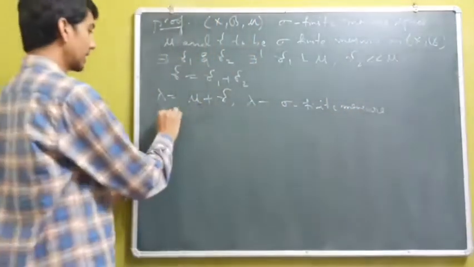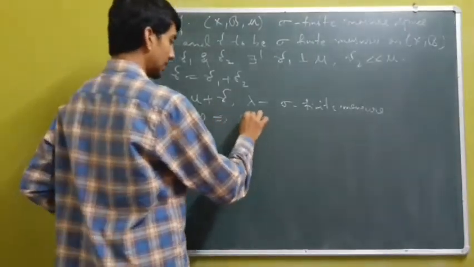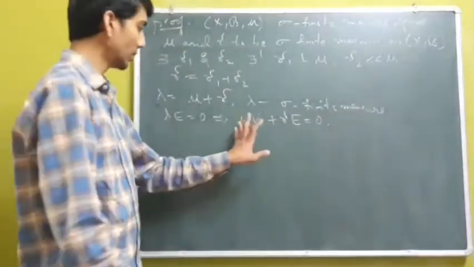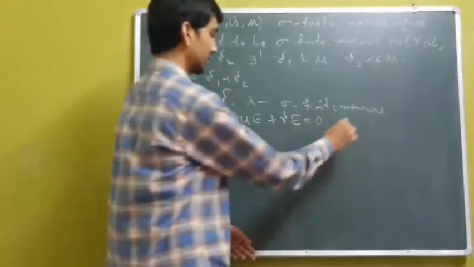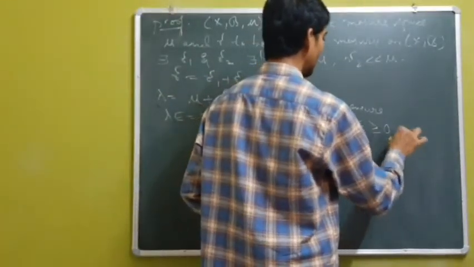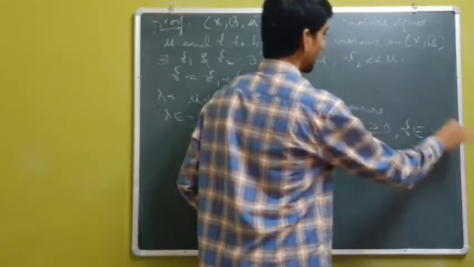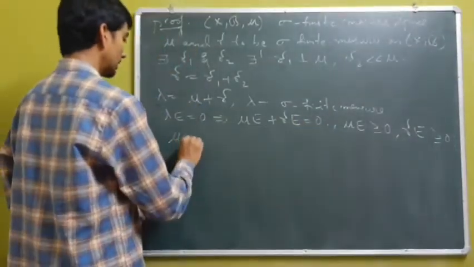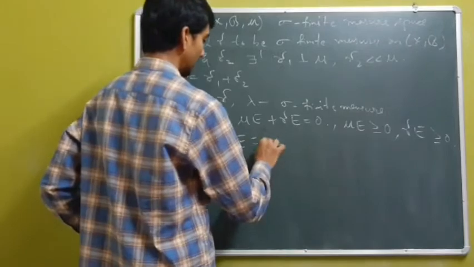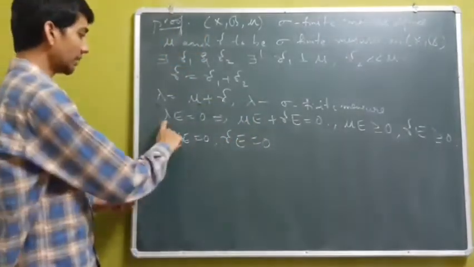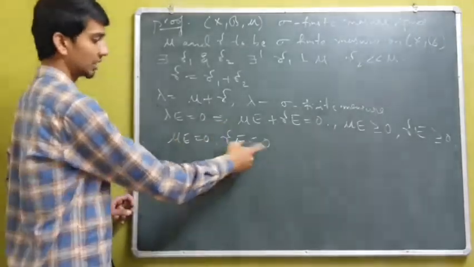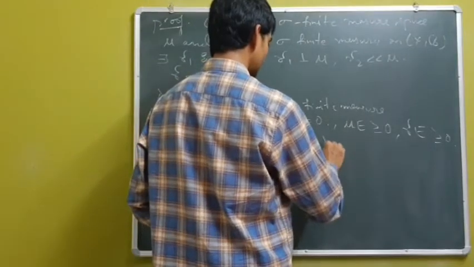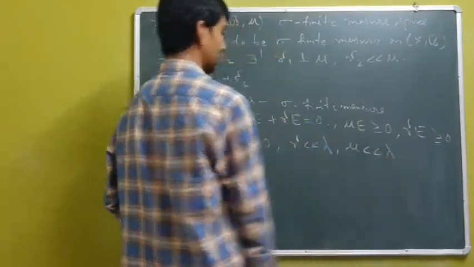Also, if lambda of E is 0, then that clearly implies mu of E plus gamma of E is 0. But mu and gamma are measures, so mu of E is non-negative and gamma of E is non-negative. In order for the sum to be 0, we must have mu of E to be 0 and gamma of E to be 0. Since on choosing lambda of E to be 0 we have mu of E and gamma of E to be 0, both gamma and mu are absolutely continuous with respect to lambda.